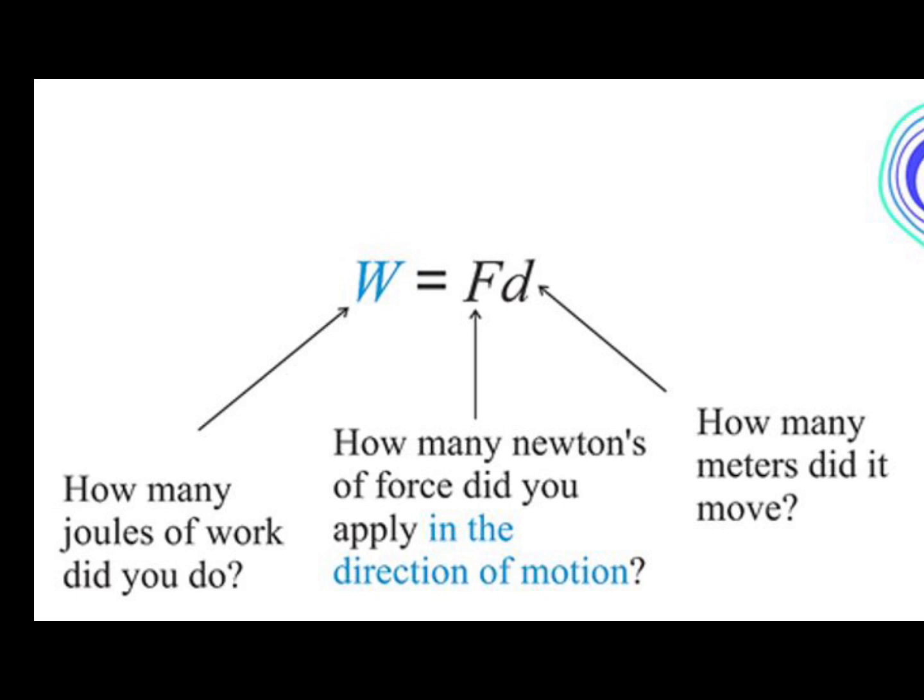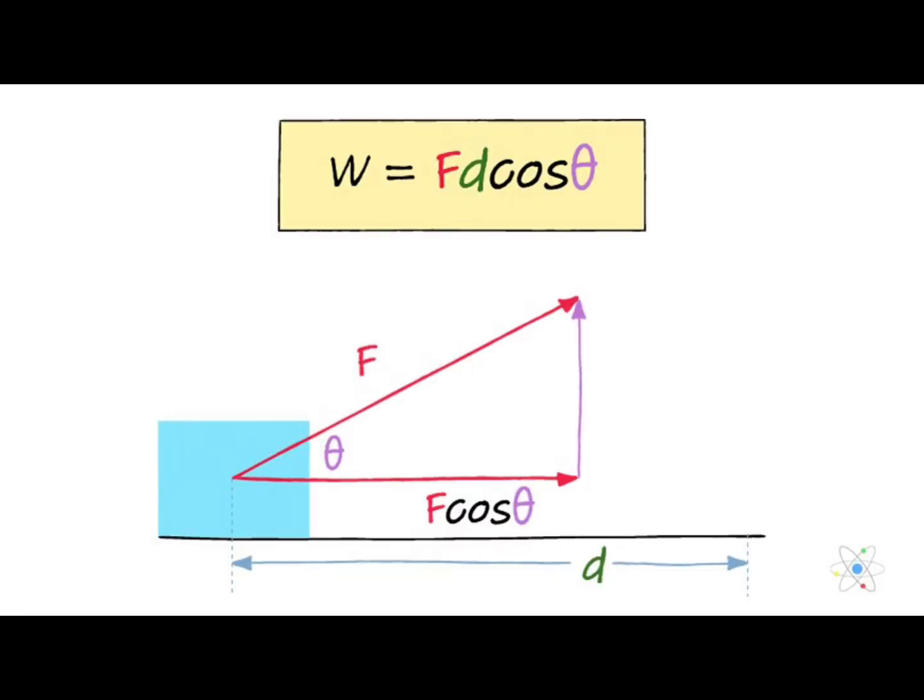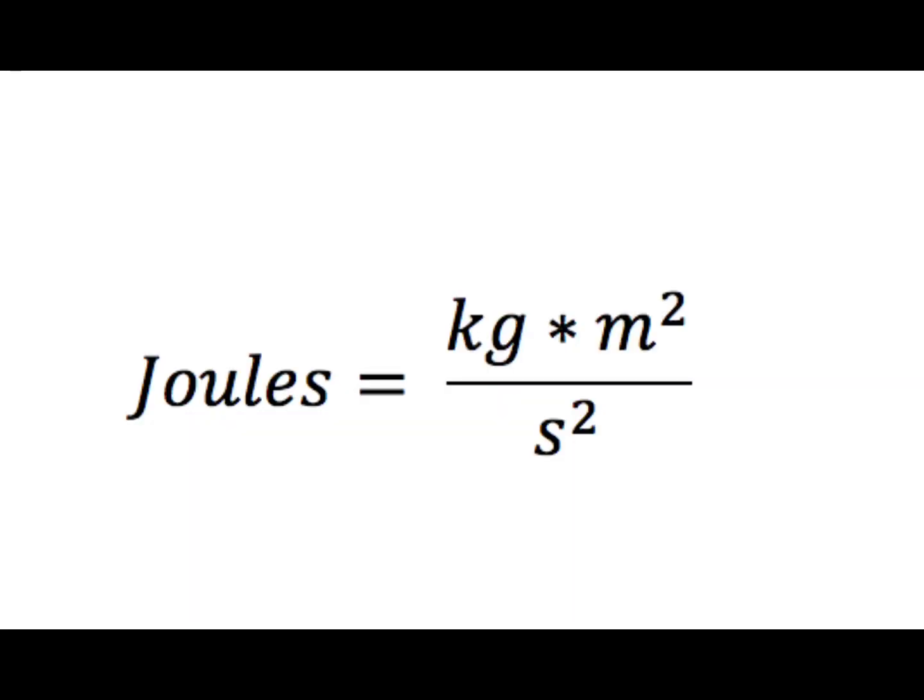Mathematically speaking, work is calculated as the product of force and displacement, or work is equal to force times displacement times the cosine of theta, where theta is the angle between the direction of the force and the direction of the displacement. The unit of work is the joule.